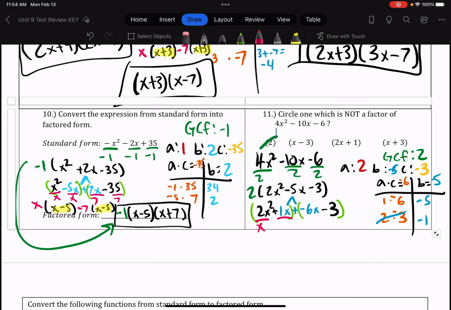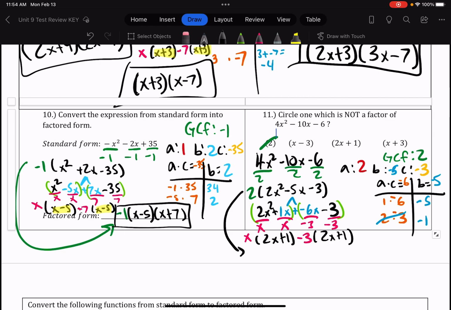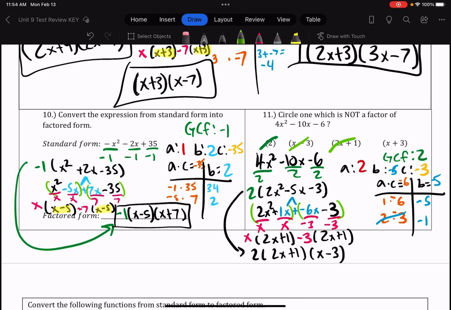First grouping, I can factor out an x. That leaves me with x multiplied by 2x plus 1. Second grouping, I'm going to factor out a negative 3, which also leaves me with 2x plus 1. So my factored version of this quadratic expression is 2 times (2x plus 1) multiplied by (x minus 3), which means I can go ahead and eliminate the 2x plus 1 and the x minus 3. So the only grouping that works that is not a factor of 4x squared minus 10x minus 6 is x plus 3.